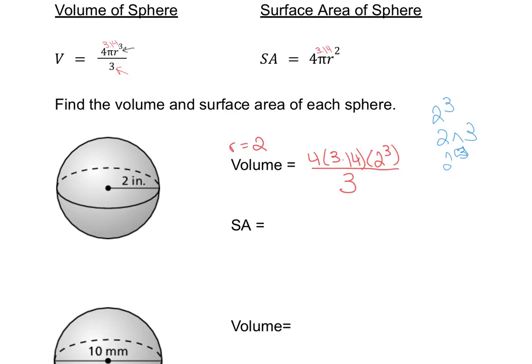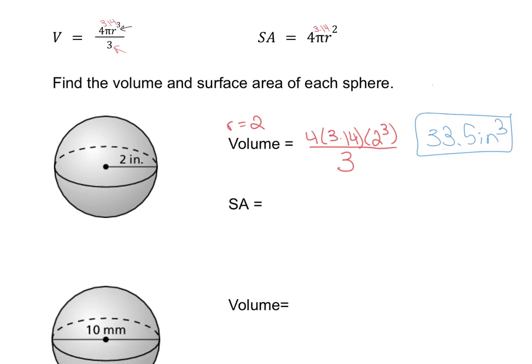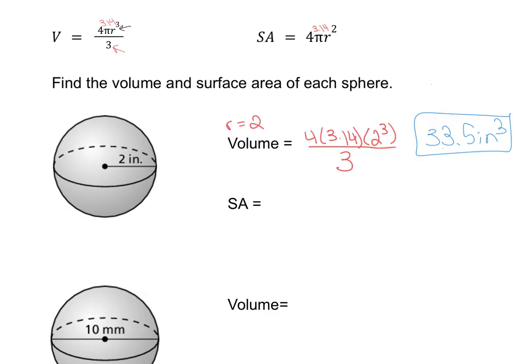33.5, and we are in volume, so we are going to be cubed, so we would have 33.5 inches cubed. Surface area, okay, we got our formula up there.